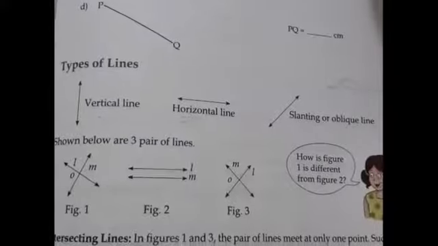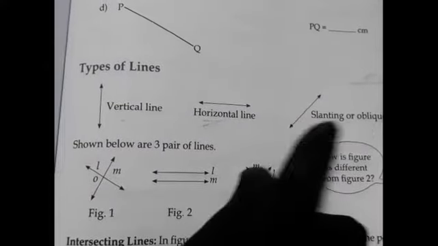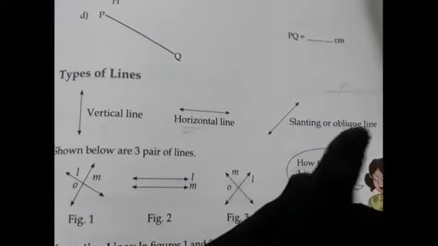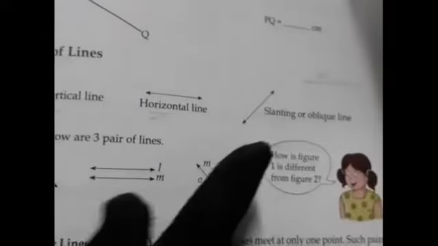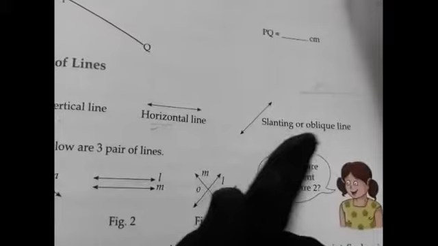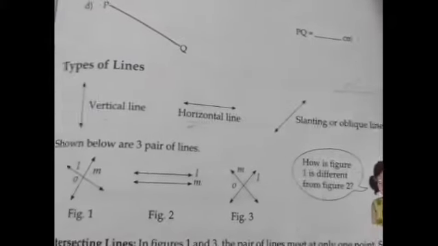You can see the window blinds here. These are nothing but horizontal lines. Slanting lines. These are the slanting lines. These are slanting or oblique lines. We can tell these lines as slanting or oblique lines.